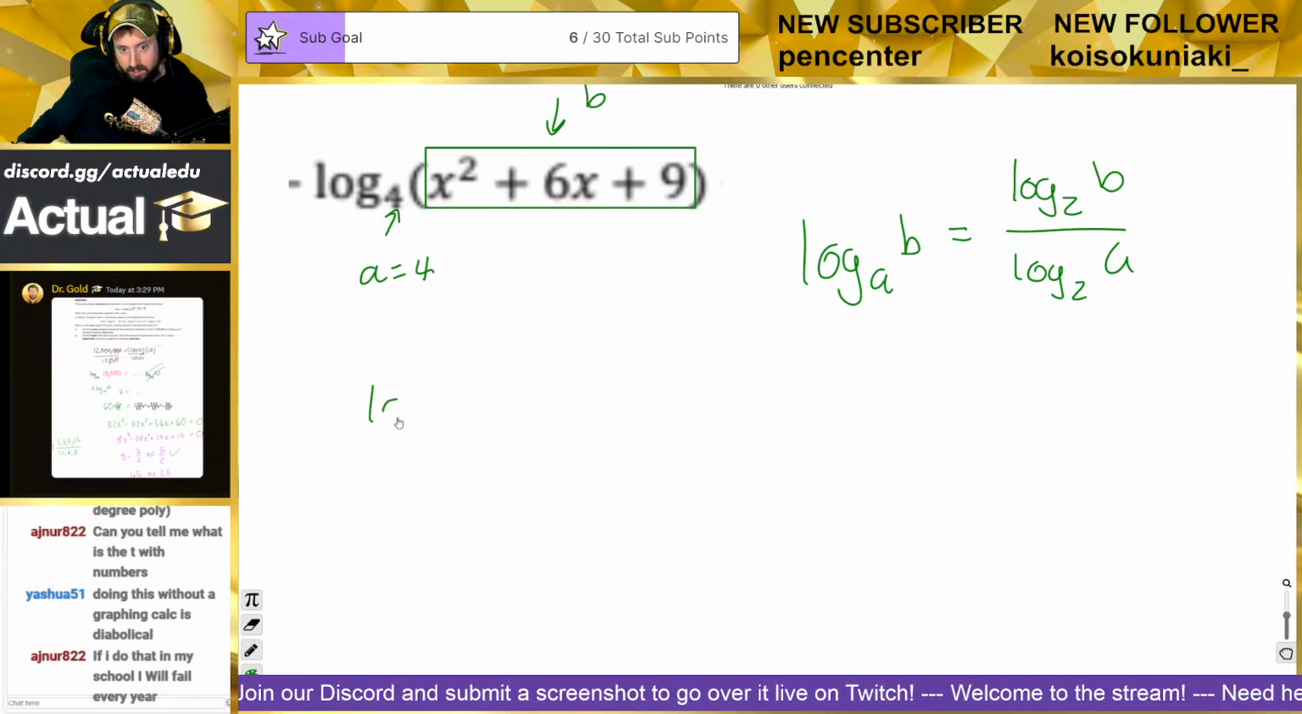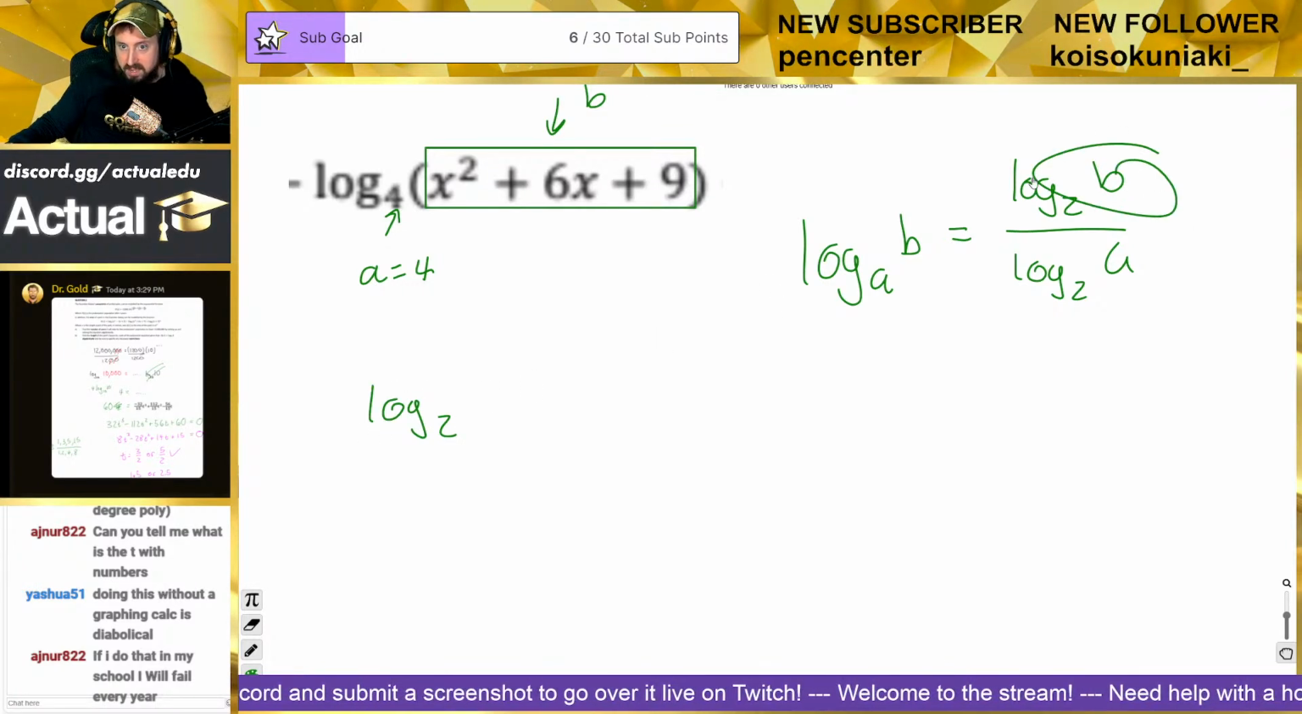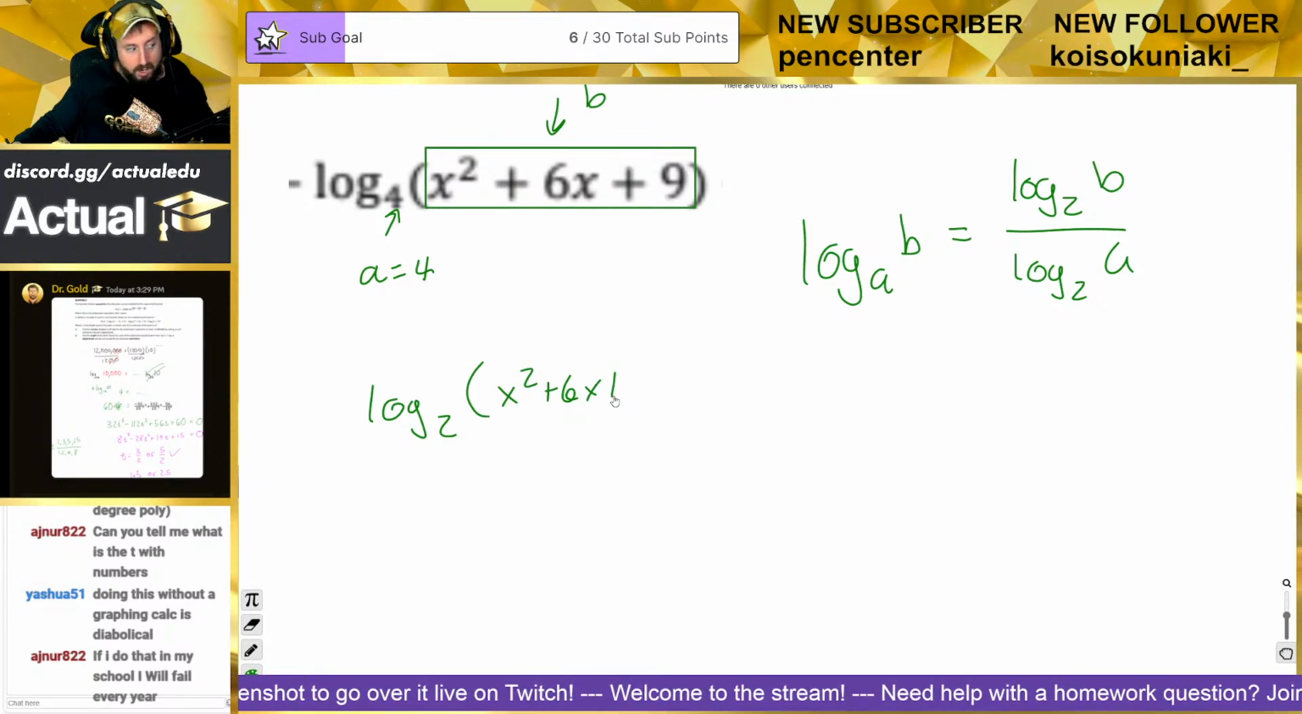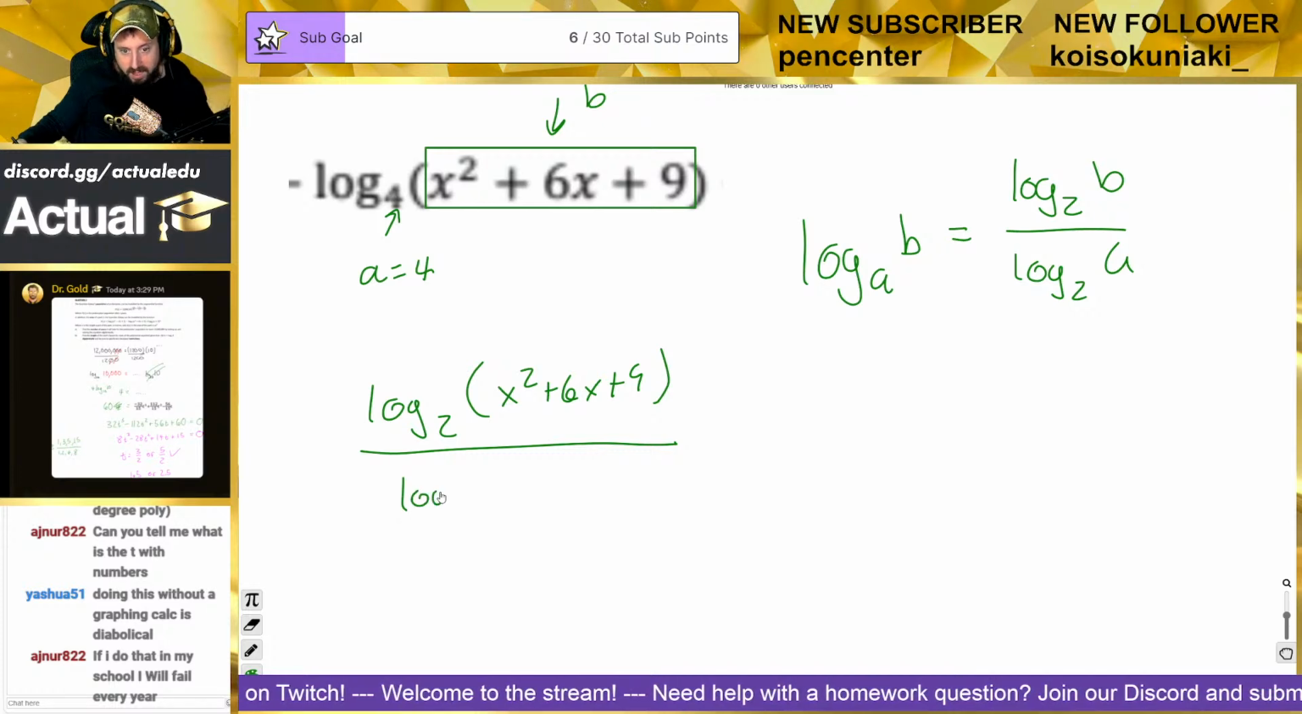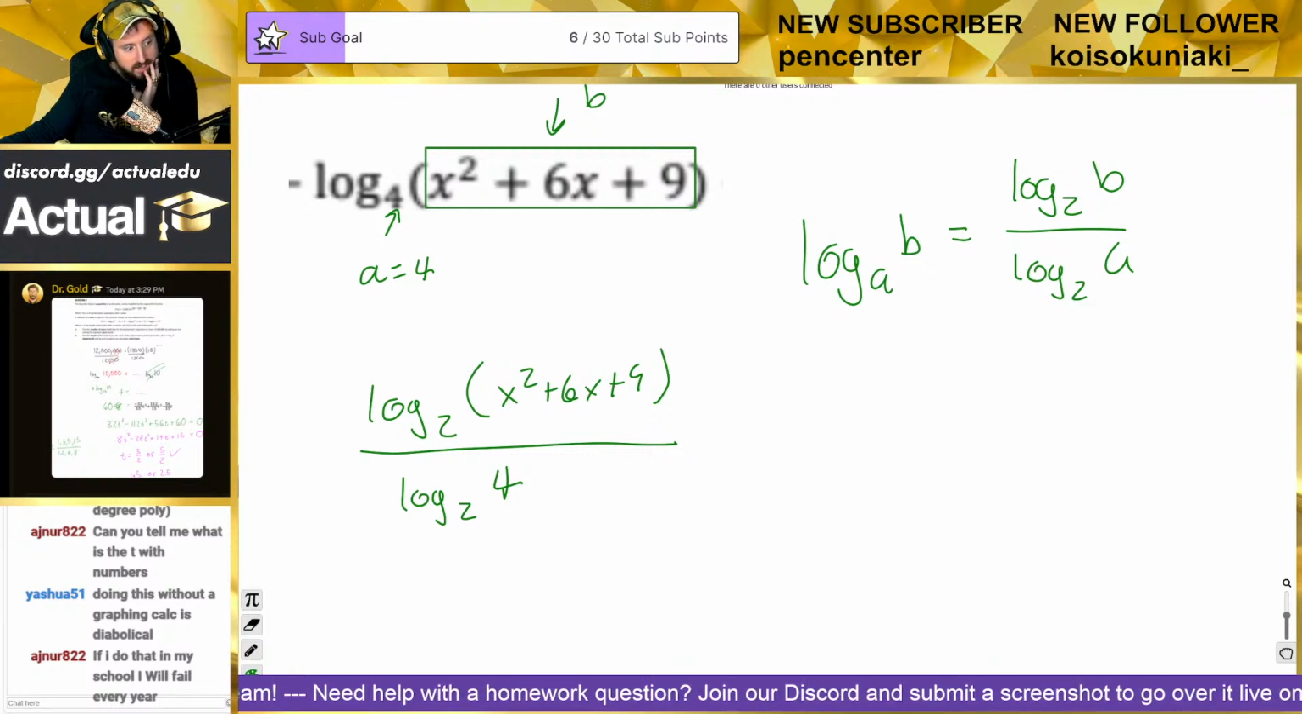Okay, so then log base 2 of b is going to be log base 2 of the quadratic, x squared plus 6x plus 9. Okay? And then log base 2 of a is going to be log base 2 of 4. Do we see that?